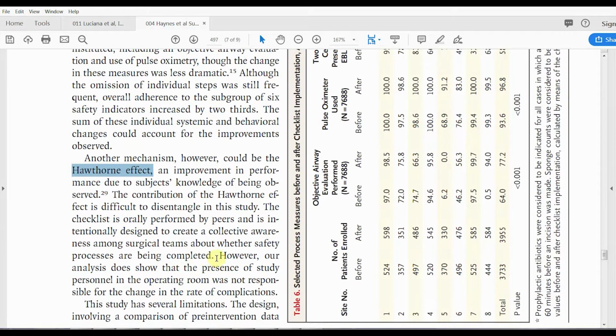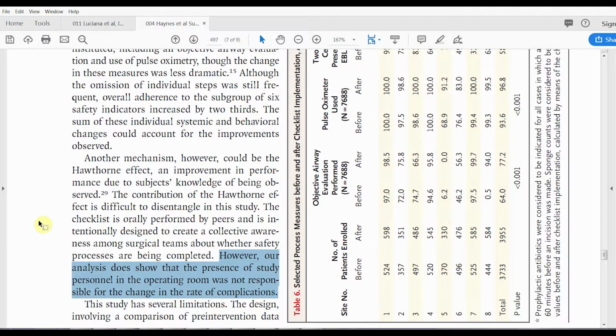But then they have this kind of backup statement. However, our analysis does show that the presence of study personnel in the operating room was not responsible for the change in the rate of complications. So that is them sort of dismissing the Hawthorne effect to some degree. They're saying we don't think it was just the Hawthorne effect. Instead, we think it was something else.